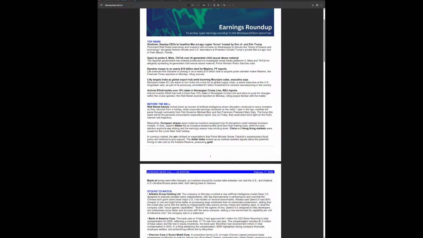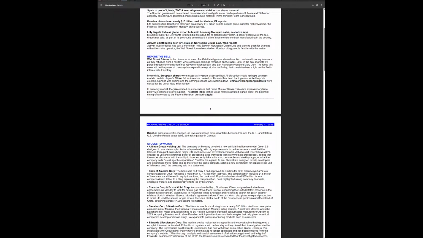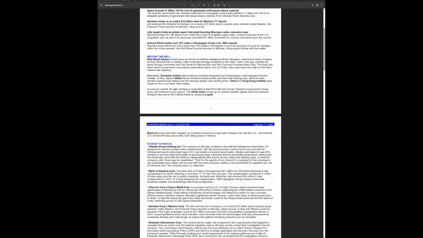Okay, and then in the currency market, the yen climbed on expectations that Prime Minister Sanae Takaichi's expansionary fiscal policy will continue to give support. The dollar index inched up as markets awaited signals about the potential timing of rate cuts by the Federal Reserve, pressuring gold. Brent oil prices were little changed as investors braced for nuclear talks between Iran and the U.S. and the trilateral U.S.-Ukraine-Russia peace talks, both taking place in Geneva. All right, that's going to wrap up that.